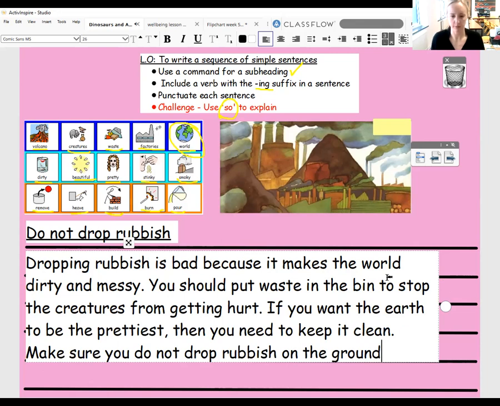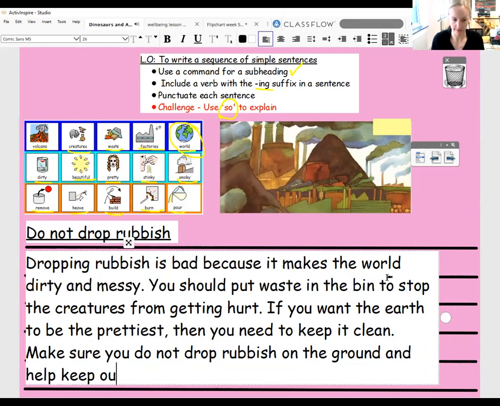And what else could I put? Make sure you do not drop rubbish on the ground and keep our earth beautiful. I like that. And help keep our earth beautiful. B-A-B-E-A, beautiful. Great.